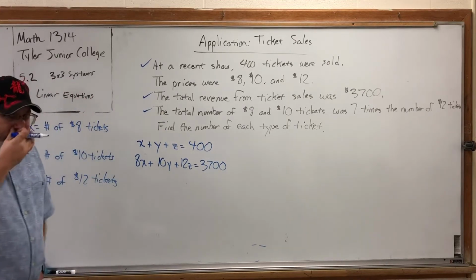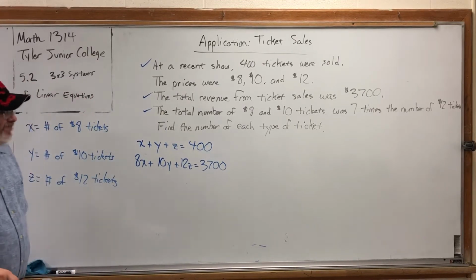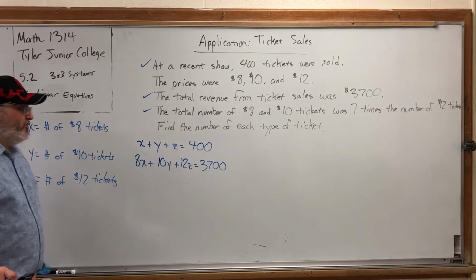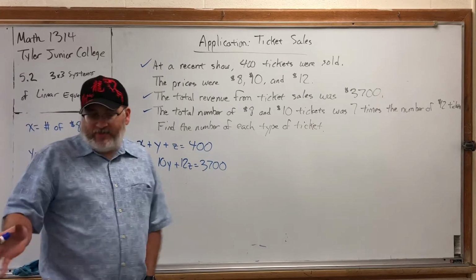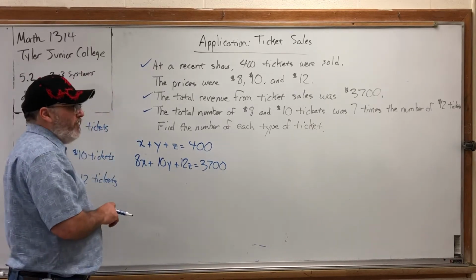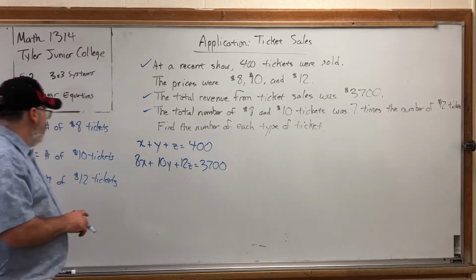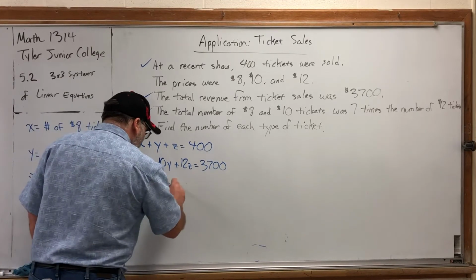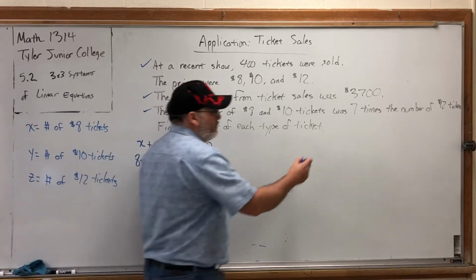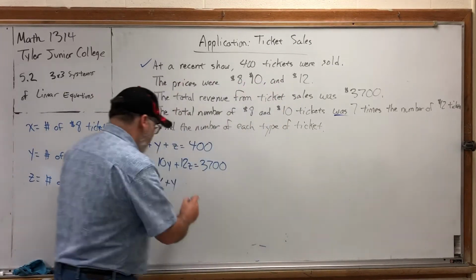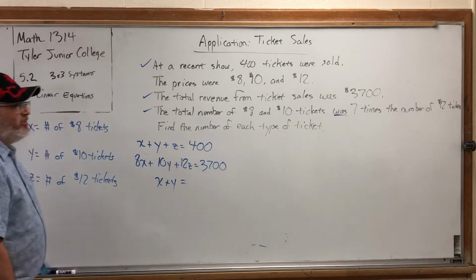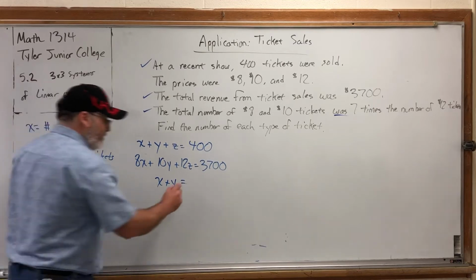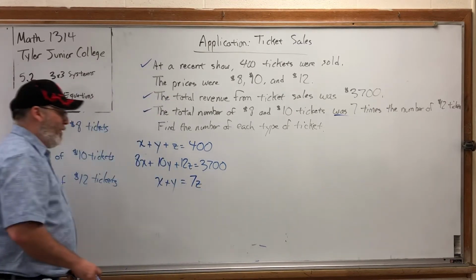I'll admit, this 3rd condition is somewhat artificial. It's not wrong, it's just that who sells tickets and goes, oh look, the number of these tickets was 7 times the number of that. The total number of $8 and $10 tickets, so these tickets and these tickets combined, that's X plus Y, was equal to 7 times the number of $12 tickets. Well, the number of $12 tickets was Z, so 7 times Z. And now we have our 3x3 system.